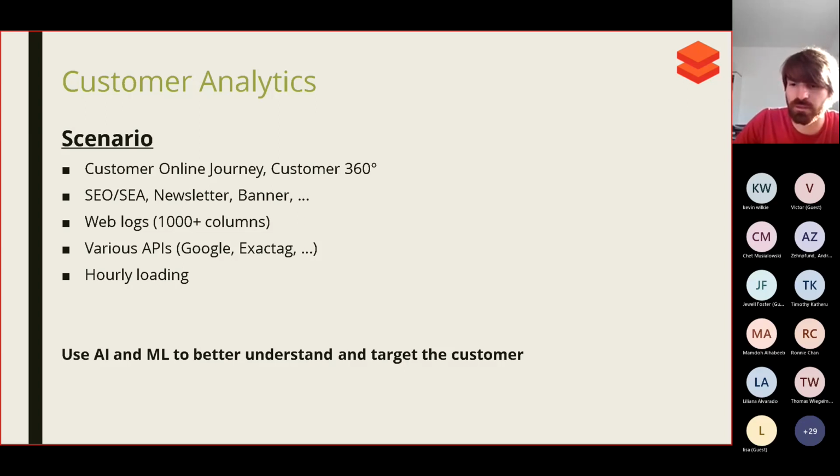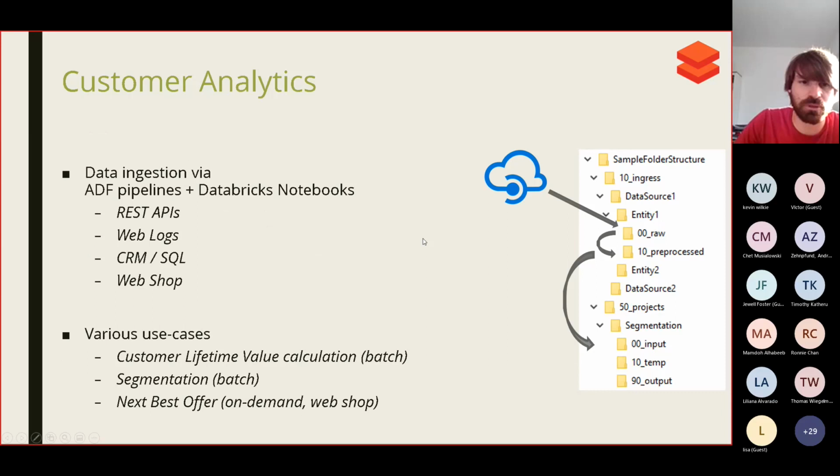Yeah, so this was the scenario, and what we used is mainly Data Factory pipelines and Databricks to load all the data sources, especially for the REST APIs. We used Databricks notebooks because Data Factory does provide some REST API capabilities, but not as flexible as we needed them to be. The web logs were basically just CSV files or tab-separated files. We could just download them from the web service. CRM and other SQL databases were just copy activities in the Data Factory. And also the web shop was basically a SQL database.